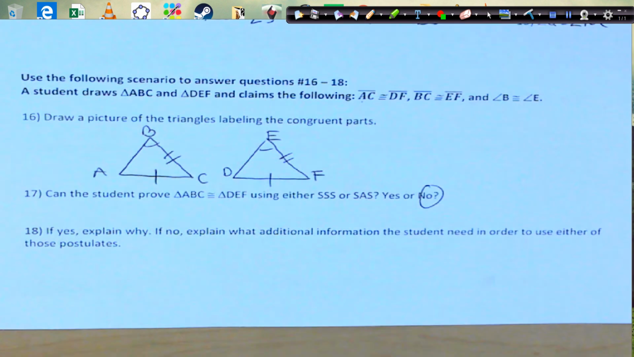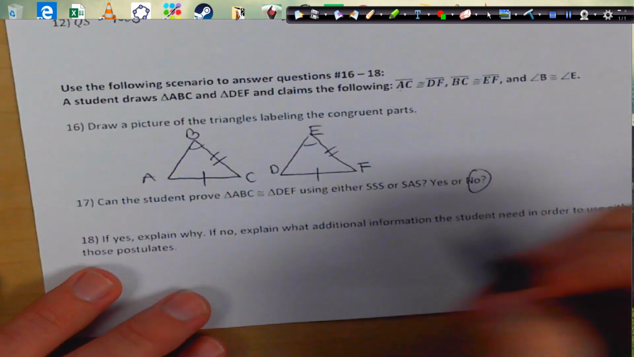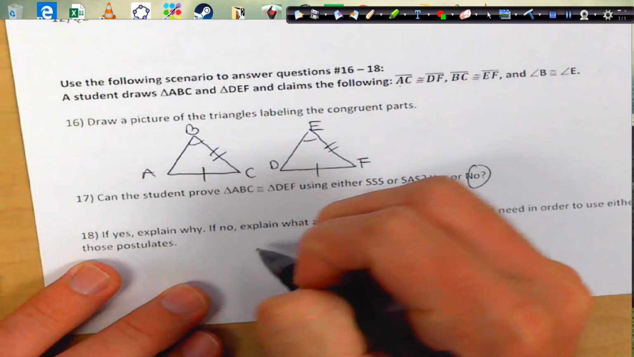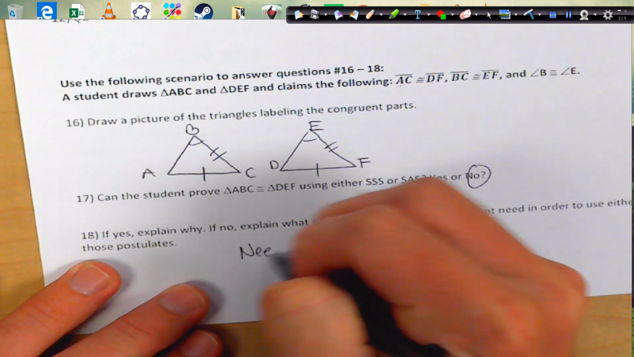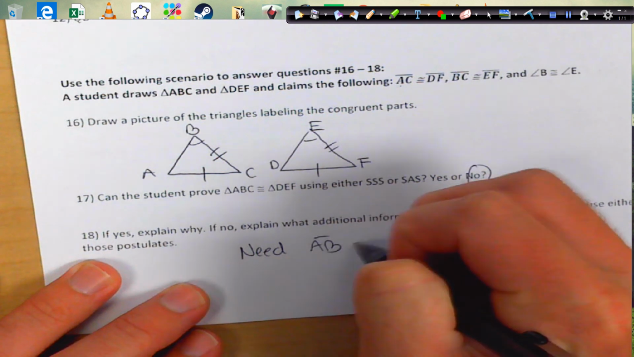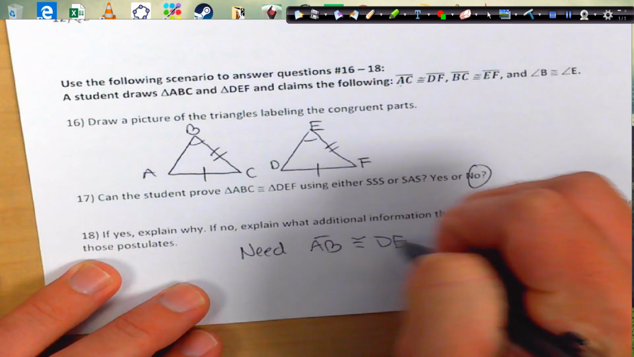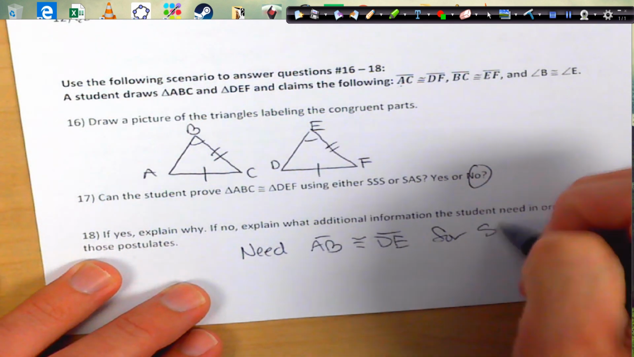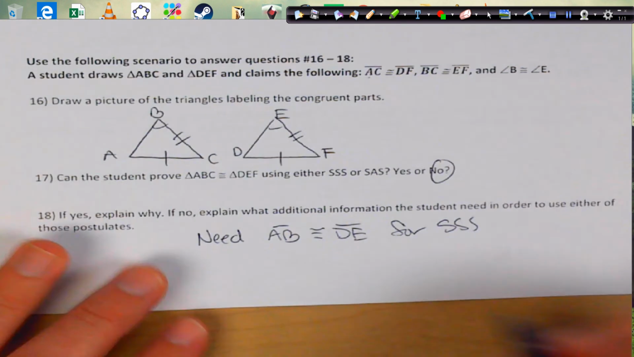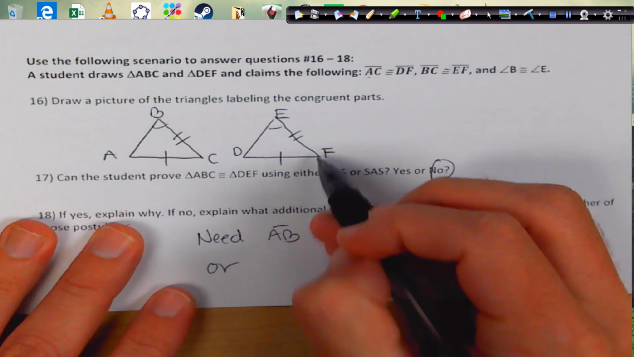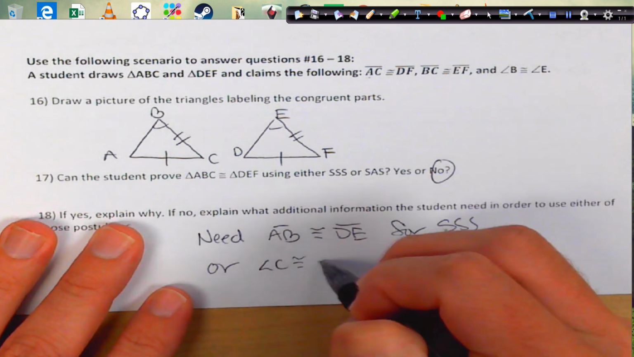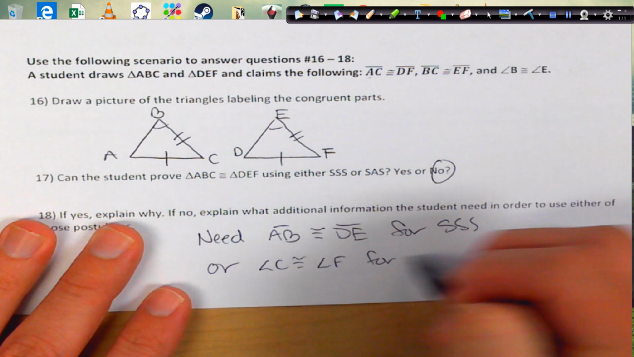Okay, so if no, what additional information do we need? We could do two things. We need AB congruent to DE for side, side, side. That would work. Or we could show that angle C is congruent to angle F for side, angle, side.